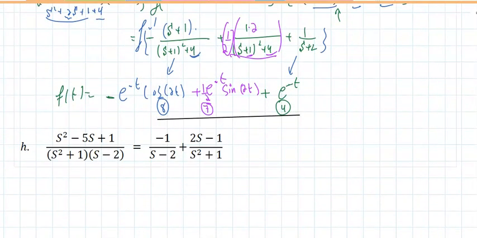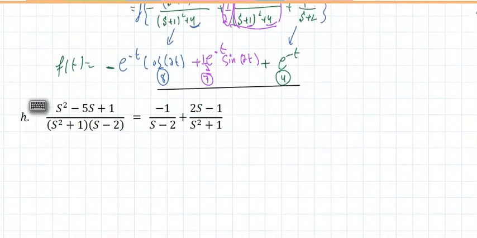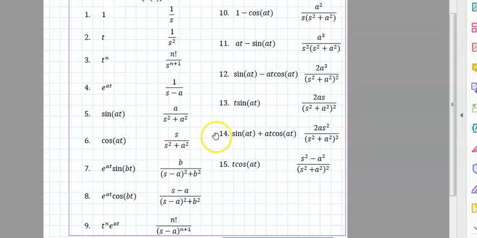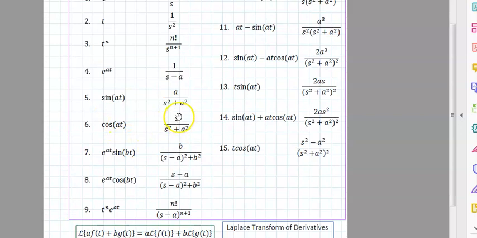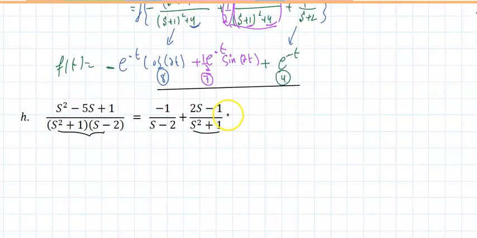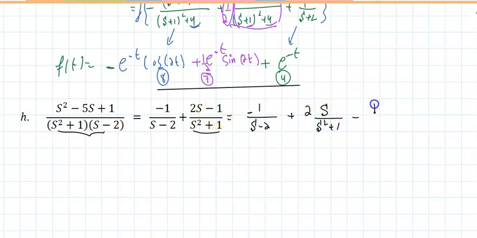Well, I glanced at this problem and I noticed that partial fraction decomposition for this is right there. And I noticed s squared plus 1 on the bottom and an s and a number. S squared plus 1 on the bottom. That matches 5 and 6. But one of them has an s, one of them doesn't. So what I need to do, I need to split this. That's negative 1 over s minus 2. That's easy. This is twice s over s squared plus 1 minus 1 over s squared plus 1.